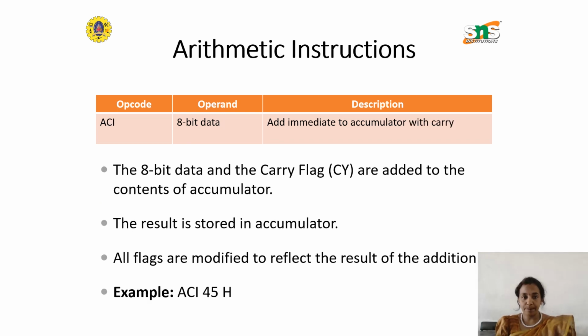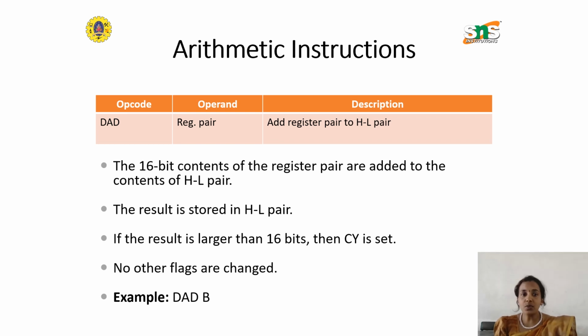Okay. So ACI means 8-bit data would be given directly. It should be added with the accumulator along with the carry. So ACI 45H. So next one is DAD.